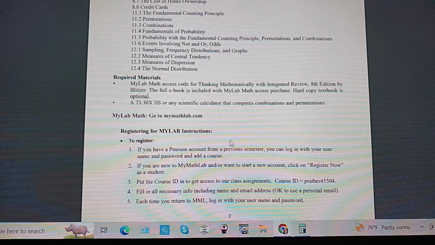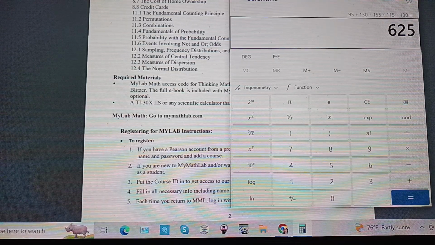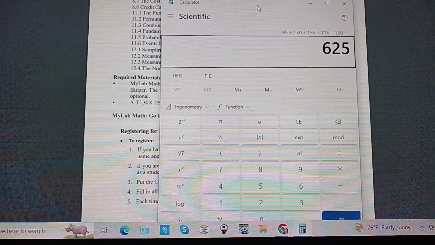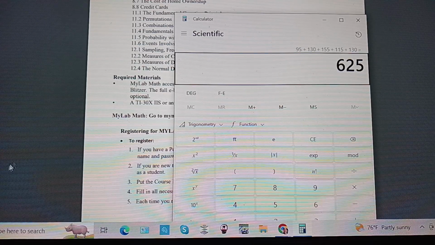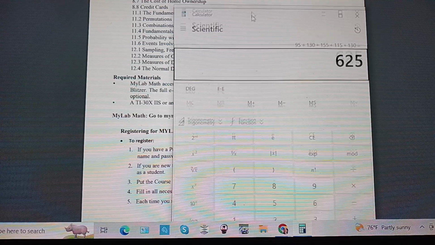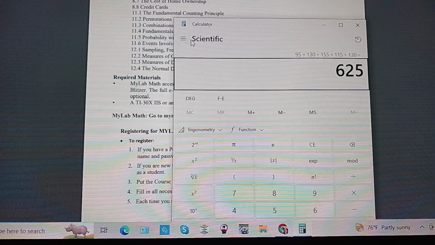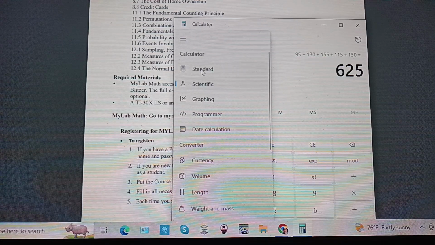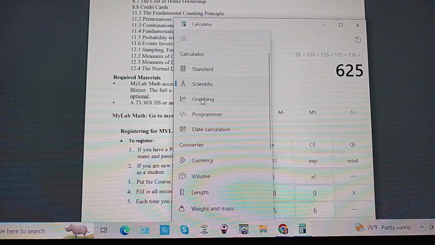Since you guys are taking this class online, you can even use a calculator on the computer like this. You'll see me during the videos using this calculator right here. So I just went to the start button of my computer, and then in the options there was one for a calculator. Most computers have a calculator built in. And this one's nice because I can click these three lines right here, and it's set to scientific right now, but I could set it to standard or even graphing.